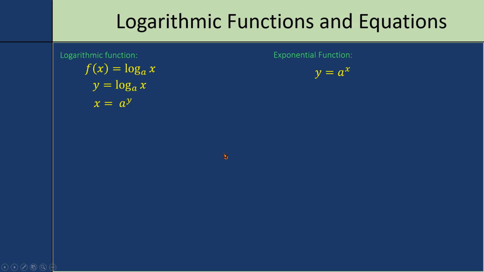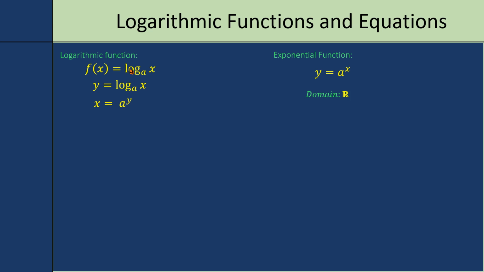However, the relationship between them is you see how the x and the y are flipped. X and y are flipped. So what the logarithmic function is, it's just an exponential function, but you flip your x and your y. So that means that the exponential function and logarithmic function are inverses of each other. Okay, that is a really important thing for you to remember. An exponential function is the inverse of the logarithmic function and vice versa, right?